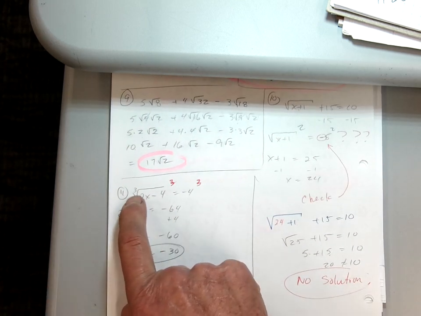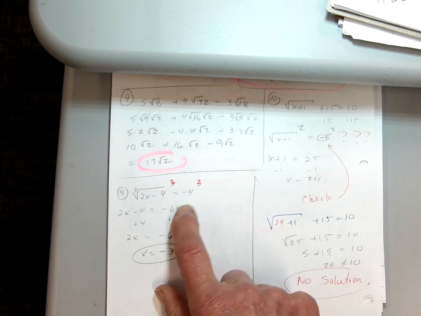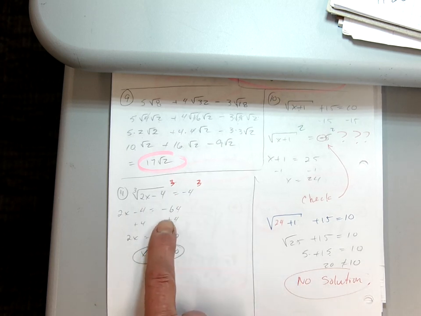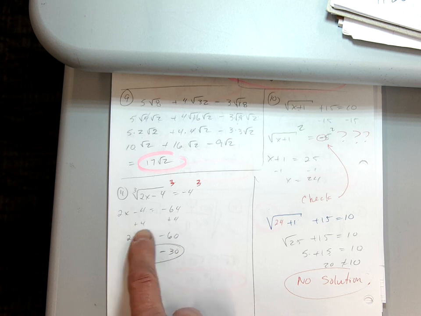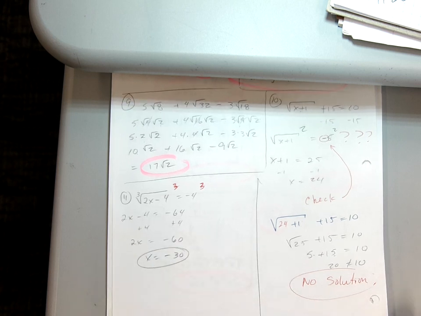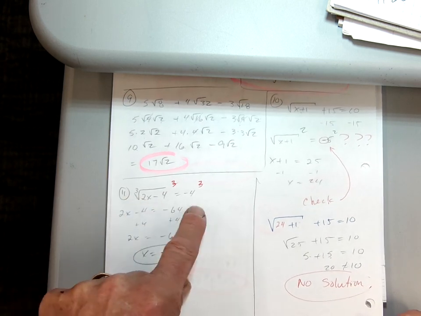11, it's a cube root, so I cube both sides. A negative 4 cubed makes a negative 64. Add 4, divide by 2, I get negative 30. You can have a cube root equal to a negative. That's okay.